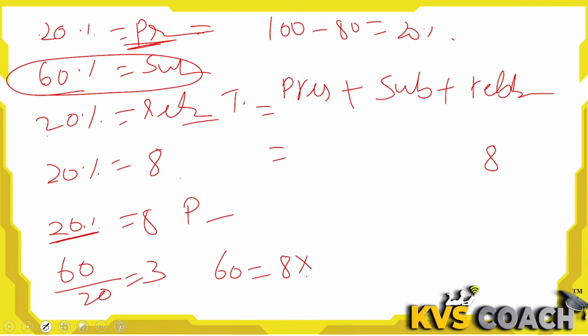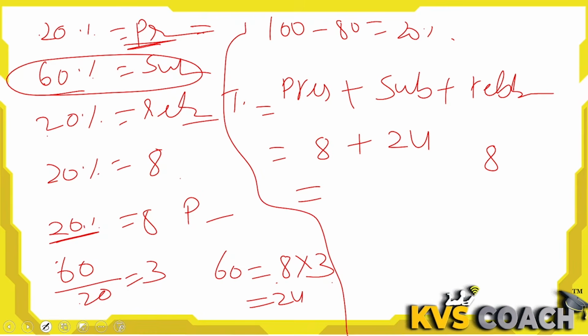3 times of 20 is 60. So 8 into 3 times, that is 24. So here the marks are presentation 8 marks and subject matter 24 marks. Got it now? I hope you understand how I get that.